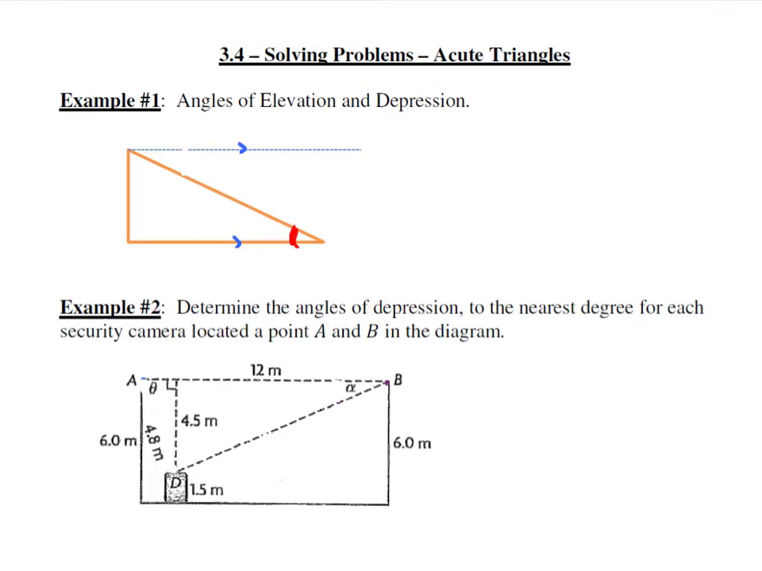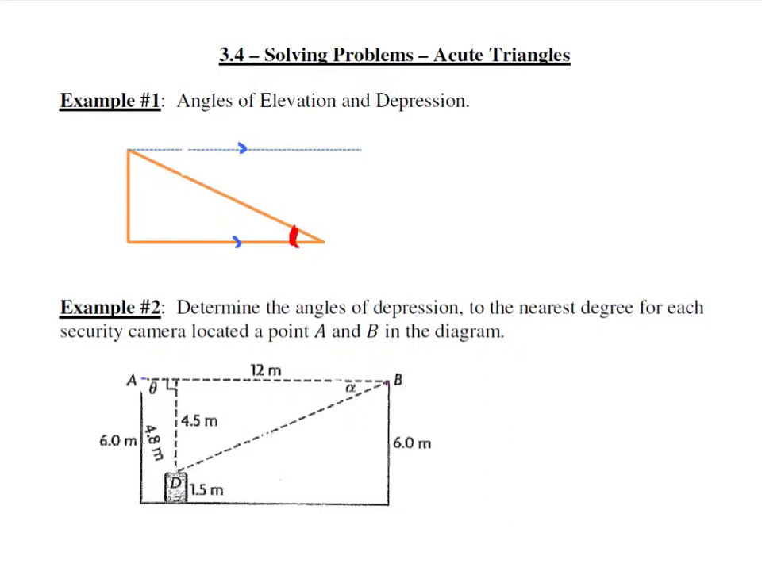Alright, so we're on section 3.4, solving problems with acute triangles. First, before we get into solving problems, we need to define what an angle of elevation and an angle of depression is. Okay, so an angle of elevation is this angle down here looking up. So it's between the hypotenuse and the horizontal. That's what an angle of elevation is.